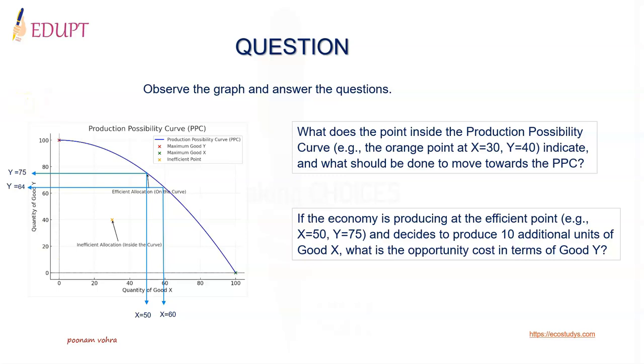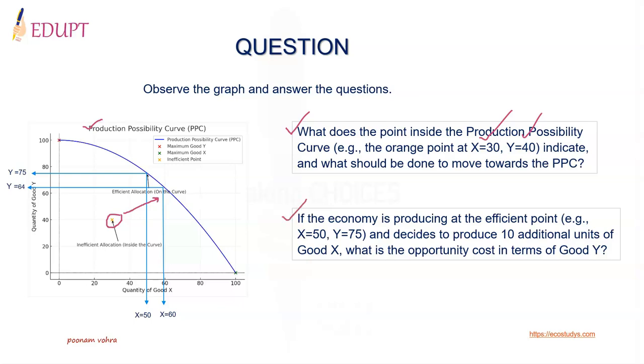In the question, the production possibility curve is drawn. You need to observe it very carefully and answer these two questions. Question 1. What does the point inside the production possibility curve indicate? The point is this orange point, which represents x is equal to 30 and y is equal to 40. And then what should be done to move towards the production possibility curve?